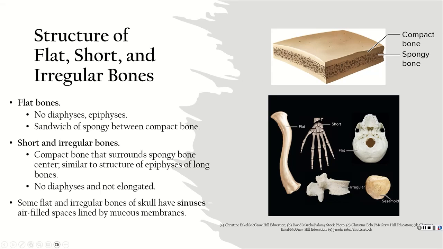When we look at short and irregular bones, they tend to be similar to flat bones in that they have compact bone that surrounds spongy trabecular bone. They do have more epiphysis-like aspects of the long bone, but they don't have any diaphyses. So they don't have a central trait like a medullary cavity. The core tends to be just trabecular bone, like epiphyseal bone, with cortical bone outlining it.